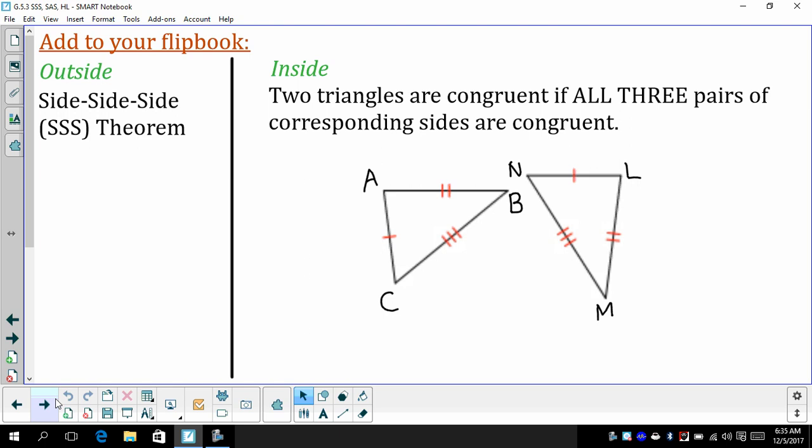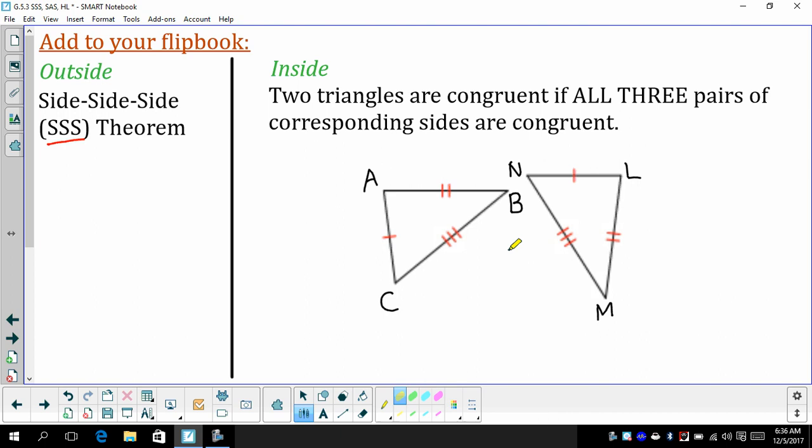So we said with 2 triangles that if all the corresponding angles and all the corresponding sides are congruent, we know that the triangles are congruent. So what if we don't know the triangles are congruent, but we know some stuff about them? The side-side-side theorem, which we sometimes refer to as SSS, says that if you know that 2 triangles have all their corresponding pairs of sides congruent, then you can say that those 2 triangles are congruent even if you don't know anything about their angles. So all you need to know is that 3 pairs of sides are congruent.